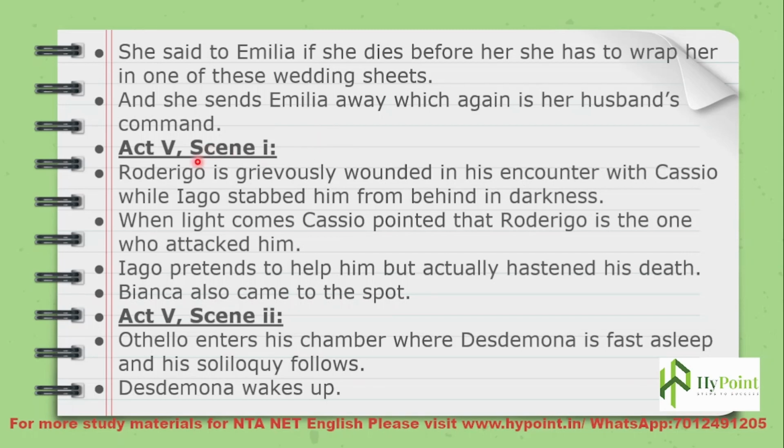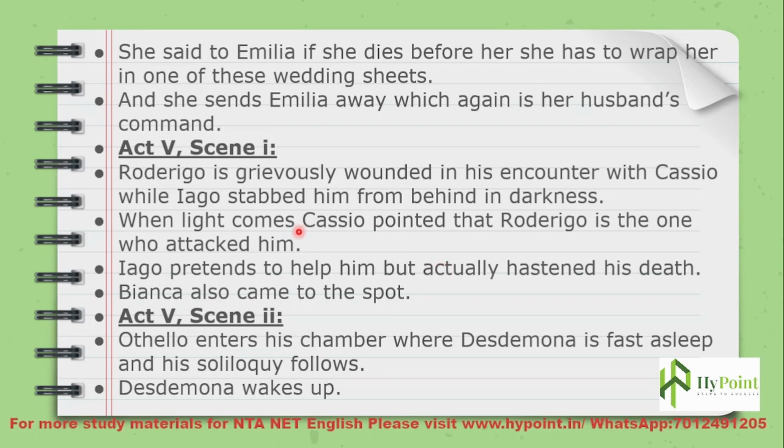And Act 5, Scene 1. Rodrigo is grievously wounded in his encounter with Cassio while Iago stabs him from behind in darkness. So what happens, as arranged by Iago, is that Rodrigo and Cassio engage in a fight, and Rodrigo is grievously and mortally wounded in his encounter with Cassio, and Iago also stabs him from behind in darkness. When the light comes, Cassio points out that Rodrigo is the one who attacked him. So this is what exactly happened, right? But Iago pretends to help him, but actually hastens his death.